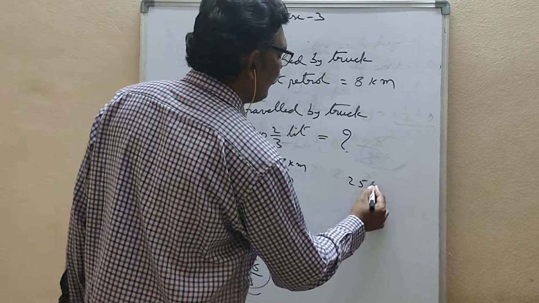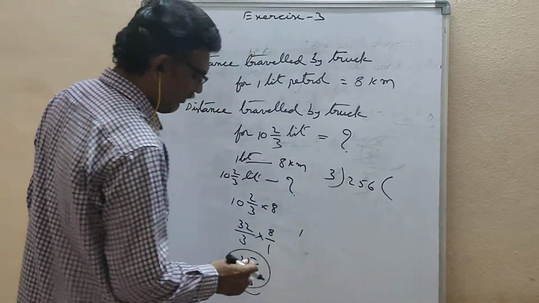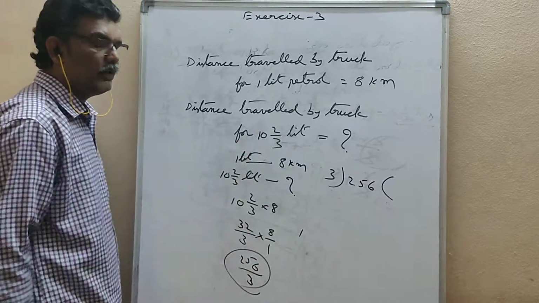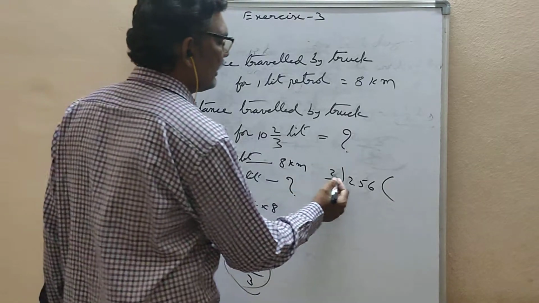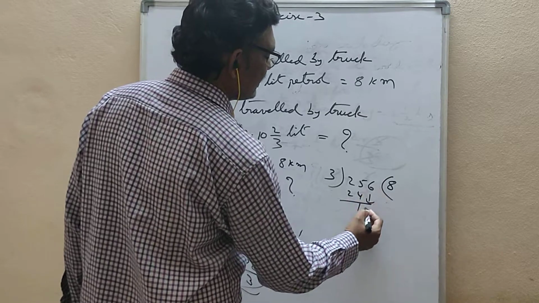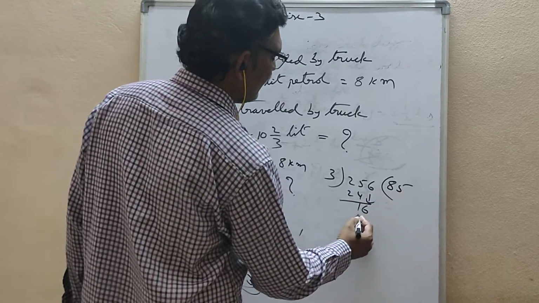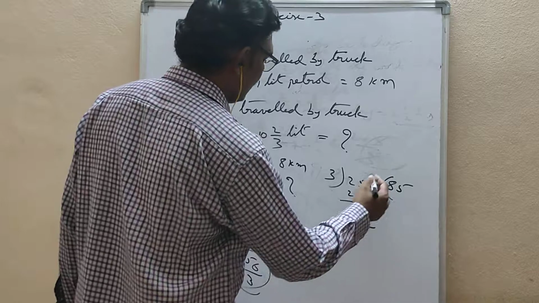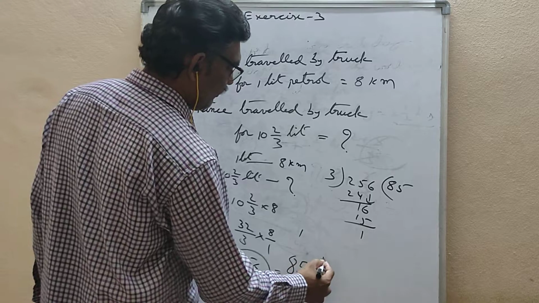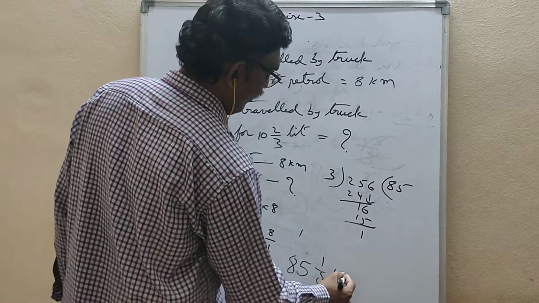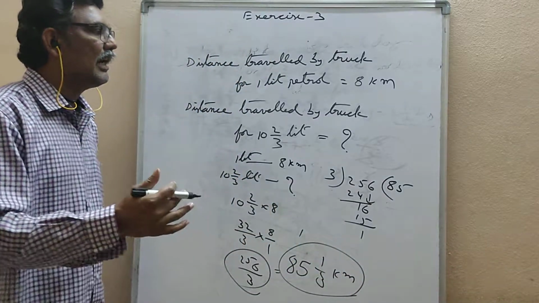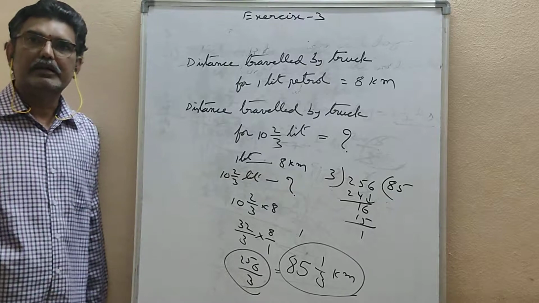So divide 256 by 3. Whatever is there in the denominator is called the divisor. Whatever is there in the numerator is called the dividend. How to do division? 3 table. 3 8s are 24. Subtract, 1. Take 6 down. 16. 3 5s are 15. 1. So here you have to write this as equal to 85 1 by 3 kilometers. Means 85 1 by 3 kilometers it can travel for 10 2 by 3 liters.